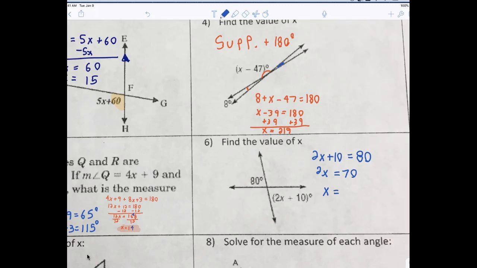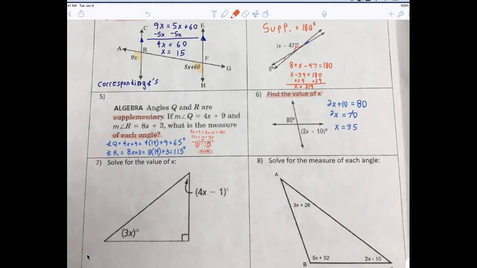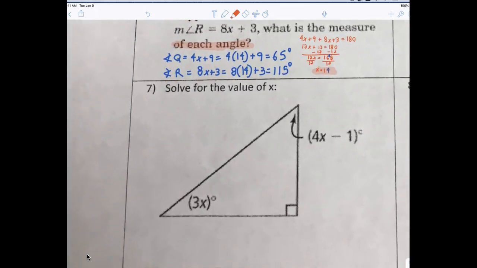2 goes into 7 how many times? 3 times, with how many left over? 1. So then, 35. Yes, sir. Good job. Okay, so now that x equals 35, we have to answer the right question. What are they asking for? The value of x. So do we have to figure anything else out? Nope. The answer is x equals 35. Good. All right, here we go. What about number 7?